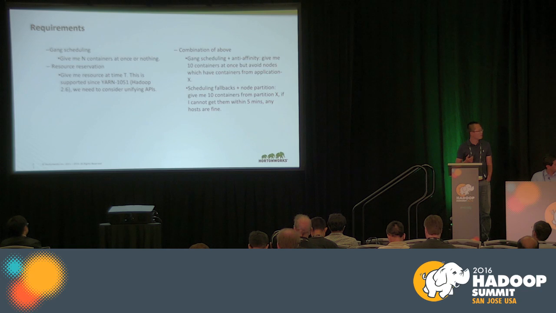Since Hadoop 2.x, what we need to do is to consider unifying the APIs. And also, we can think about supporting combinations of the above. For example, gang scheduling plus anti-affinity, which is to give me 10 containers at once, avoiding the nodes which run application 5. And also, for example, scheduling fallback plus node partition tries to give me resources from partition A first. If I cannot get them in 5 minutes, any hosts are fine.